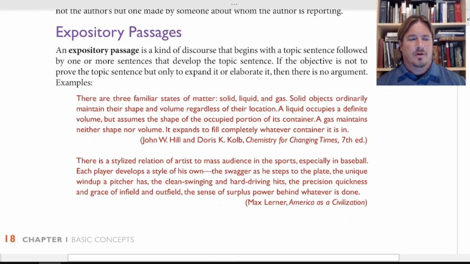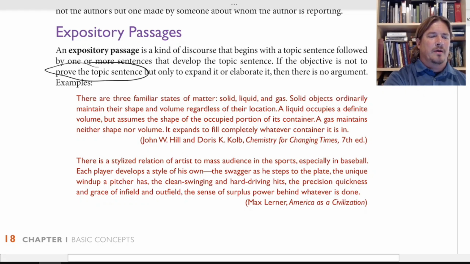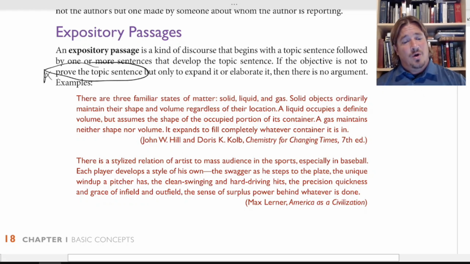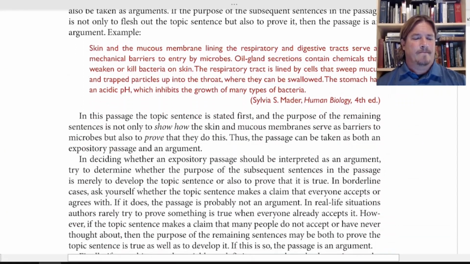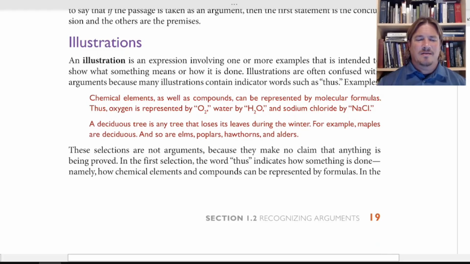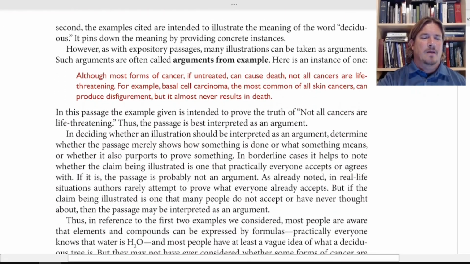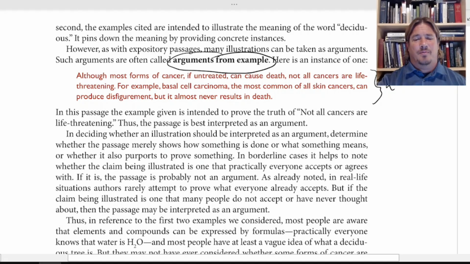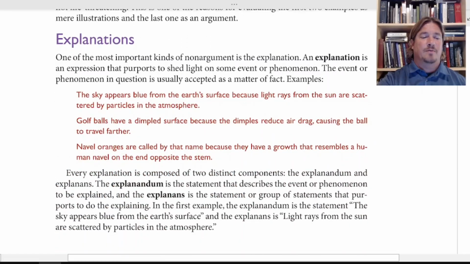Okay, loosely associated statements, reports, these are all different types of non-arguments. And there are examples of these you can look at in the book. Expository passages might look like arguments, but again, there's no attempt to prove something. And if there's no attempt to prove, you don't have an argument. Illustrations might look like arguments, but they're not, right? They're just attempts to give examples of things, but not to try and prove something. Now, there are arguments by example, right? So you can give examples of things in order to prove a point, but just giving examples doesn't prove anything without that attempt at proof.